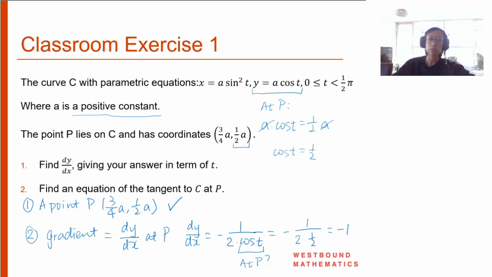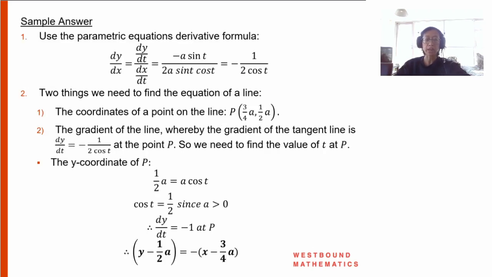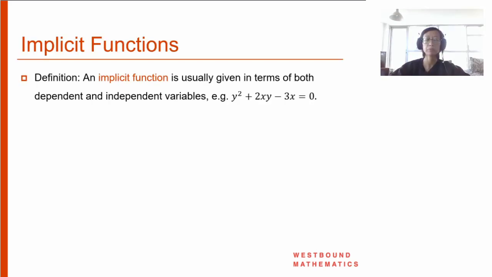So now we have both conditions required in order to find the equation of a line. We can just plug them back into the equation, and then there we go, we have the equation of the line. So here we have the coordinates, and we also have the gradient of the line at point P. Combining them together, this is our final answer.